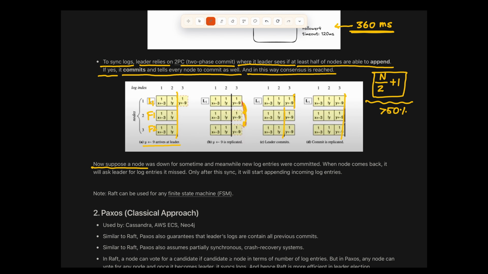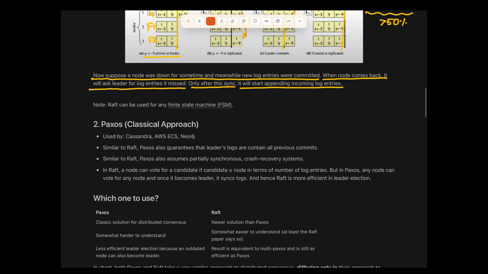Now suppose a node was down for some time and meanwhile new log entries were committed. In that scenario, when node comes back, it will ask the leader for log entries it missed. Only after this synchronization of logs is done, it will start appending incoming log entries. So if a node was down for some time, when it comes up, it will ask the leader, hey, are there any new logs? If so, first give me those so that once replication is done, once I'm done with catching up, I will come and start ingesting or appending more incoming log entries.